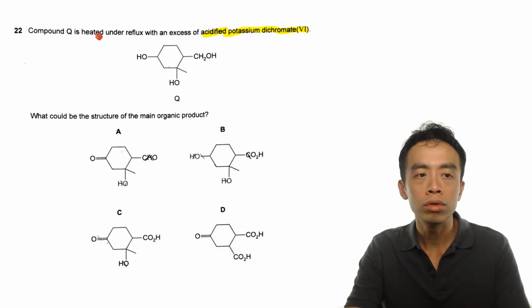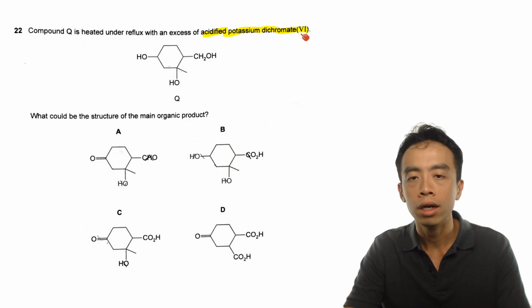Now in this video, we want to discuss the suggested solution for 2019 A-Levels H2 Chemistry, Paper 1, Question 22. Alright, Question 22, compound Q is heated under reflux with an excess of acidified potassium dichromate. Obviously, this is an oxidizing agent, right? So we have this compound Q, and let us consider the functional groups present.